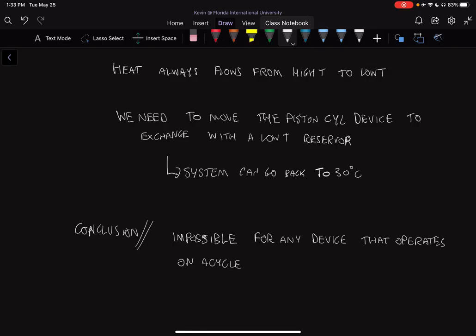If it doesn't operate on a cycle and we're trying to do it once, we can do it once, we can heat up the system once, but we can't reuse it over and over and over. So it is impossible for any device that operates on a cycle to receive heat from a single reservoir and produce a net amount of work.